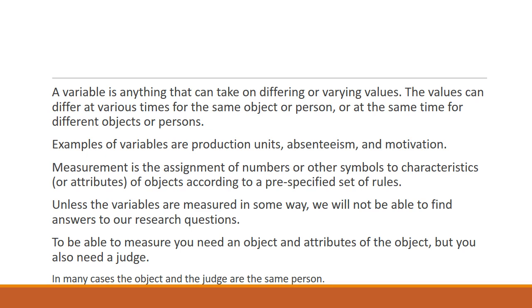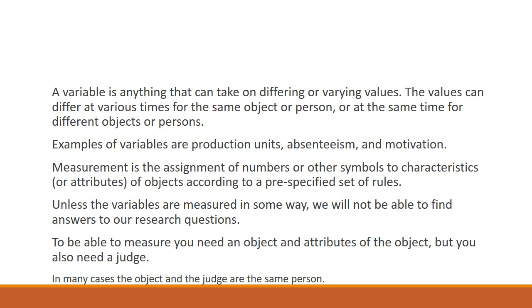So examples of attributes or characteristics of variables are production units, absenteeism and motivation. Okay, these are the examples of variables. You see these examples are justifying the definition of this.